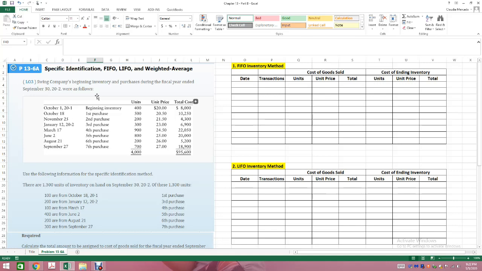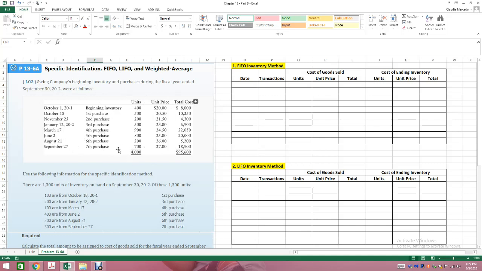It says, Swing Company's beginning inventory and purchases during the fiscal year ended September the 30th were as follows. And then they give you a list of the beginning inventory, the units, the unit price, and the total cost. And then they have different purchases during the year, okay? The first purchase, second purchase, and so on and so forth. This is the order in which the items were purchased, and they're ordered by date, okay? So these are all of the purchases that the company, Swing Company, incurred during 1 year, okay?